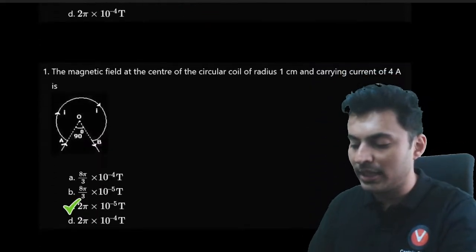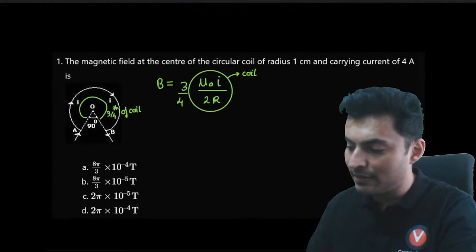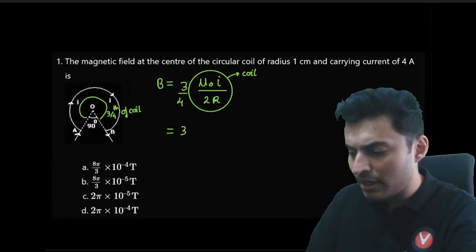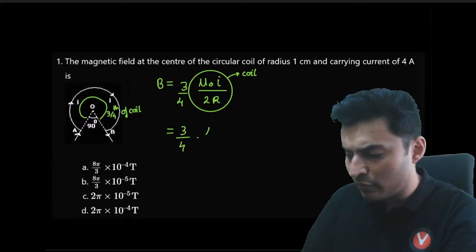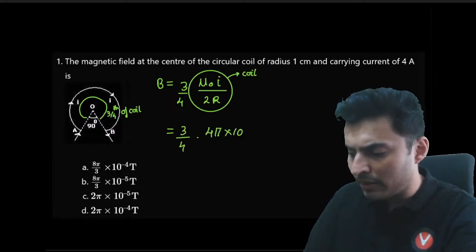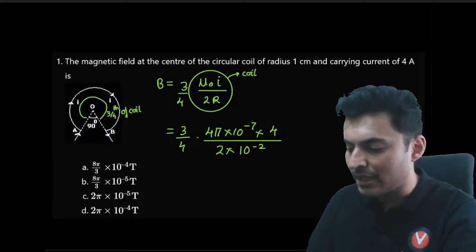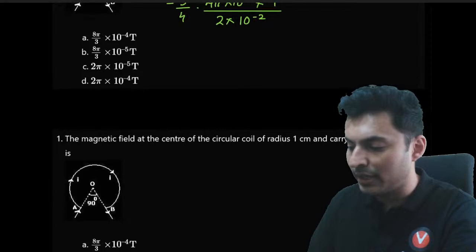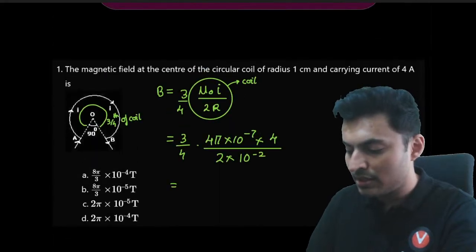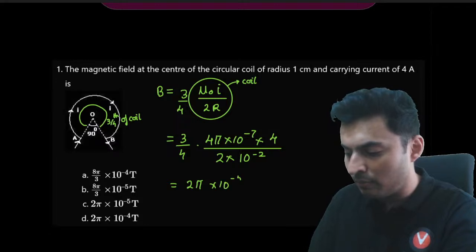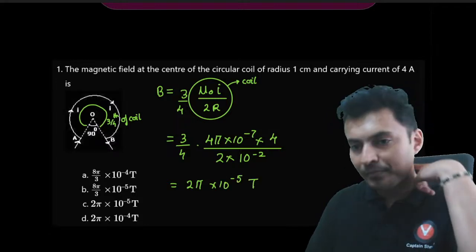You get the answer as 2 pi into 10 to the power minus 5. Radius is given, 1 centimeter, so 10 to the power minus 2. Current is also given, 4 amperes. So 3 by 4. Mu naught value is 4 pi into 10 to the power minus 7. Solving this, you will get 2 pi into 10 to the power minus 5 Tesla, which is option C.